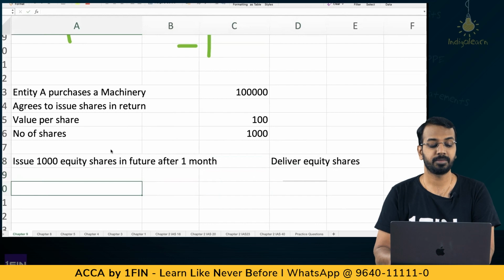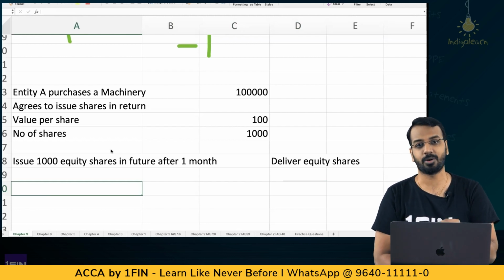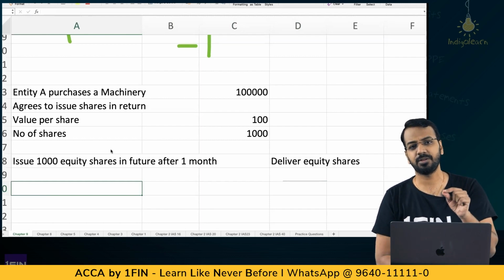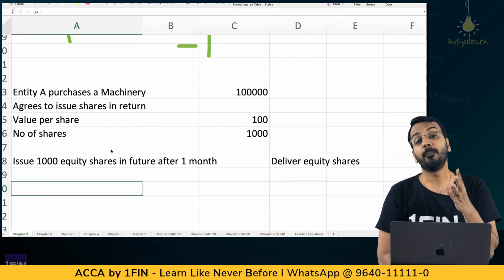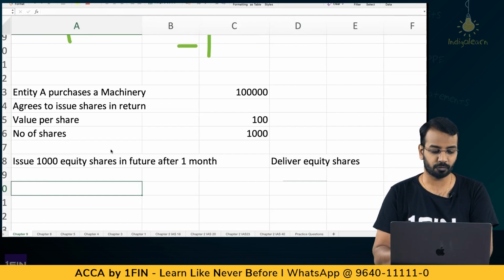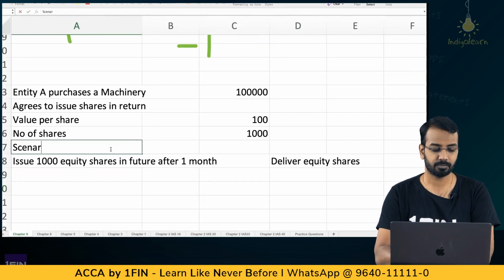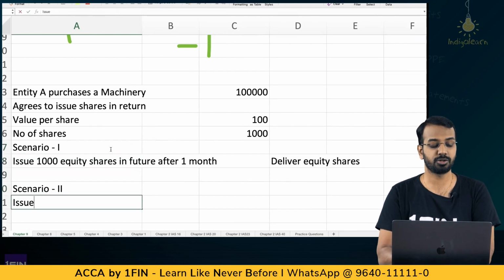Another case could be, after 1 month, we don't know what the price will be, because the price may go up, the price may come down. So the other party may say, if you give me 1000 shares after 1 month, I don't know whether I will get 1 lakh or not. So, based on the price existing on that date, you give me 1 lakh worth of shares. So, that is the first scenario. The second scenario is to issue shares of value rupees 1 lakh.